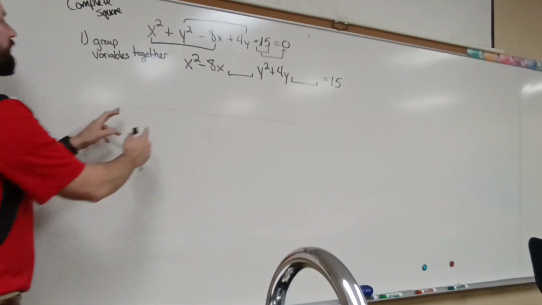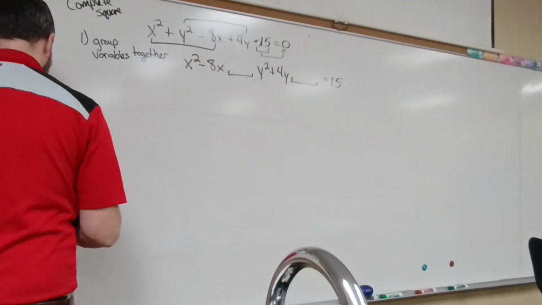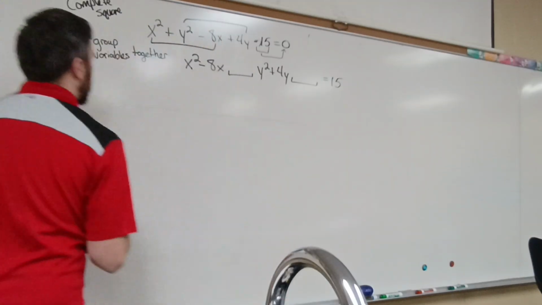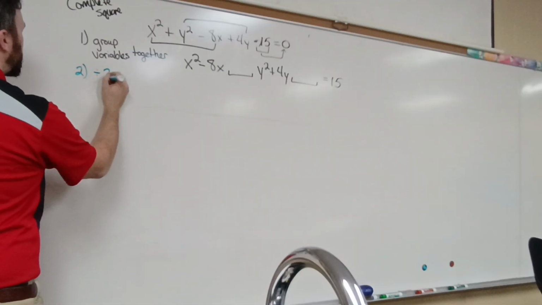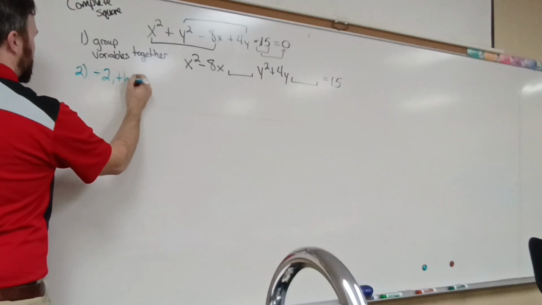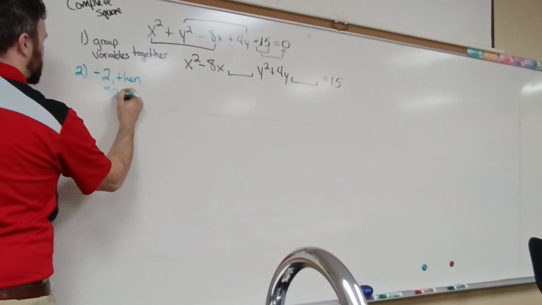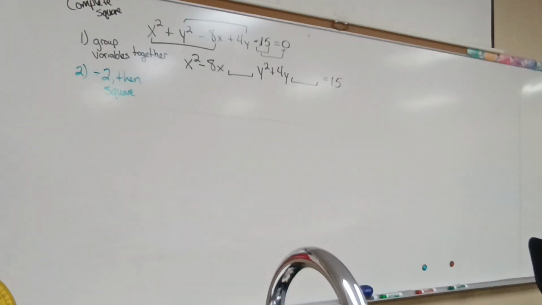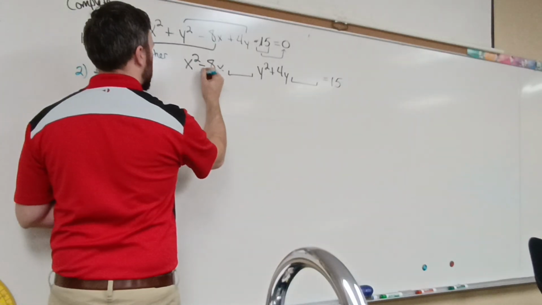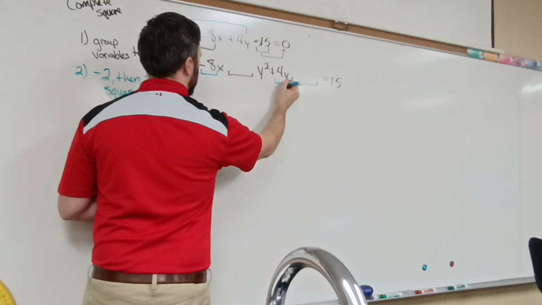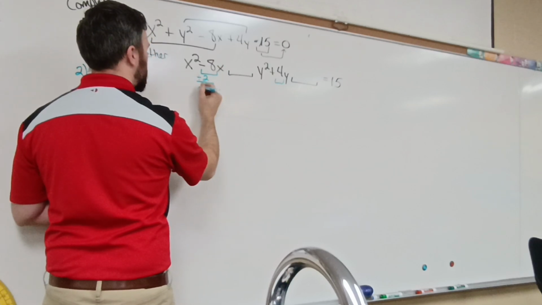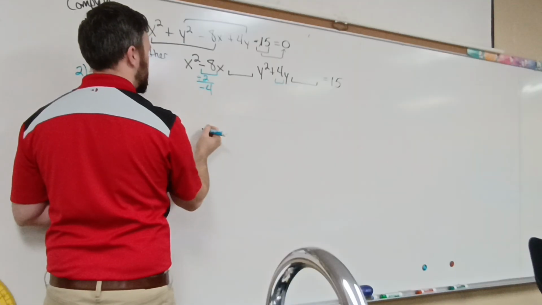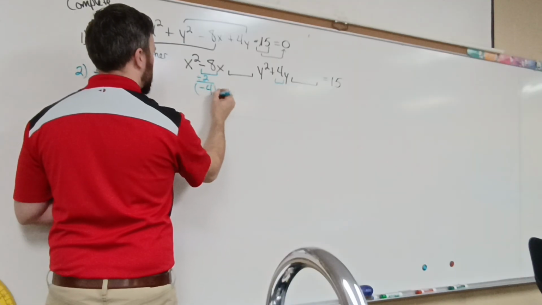So now, we got our variables grouped together. Next, we're going to do something. You might have seen this. You're going to divide by 2, then square. Divide by 2, then square. Divide what by 2? This term. I'm going to divide it by 2. Negative 8 divided by 2 is negative 4. Then I'm going to square it.